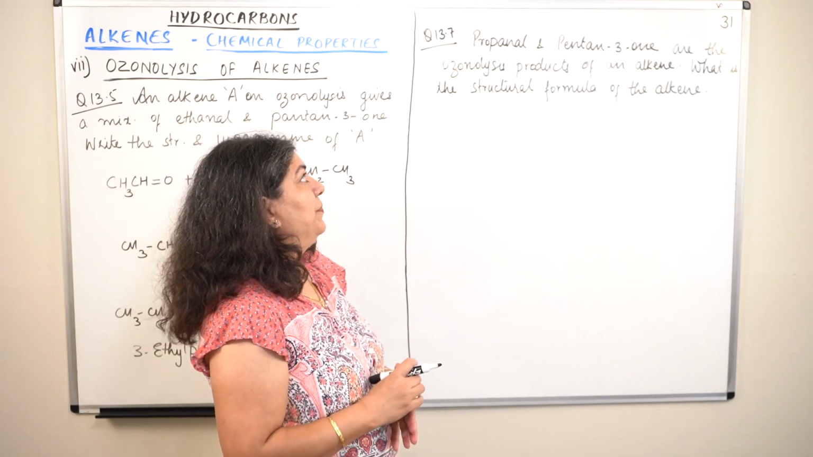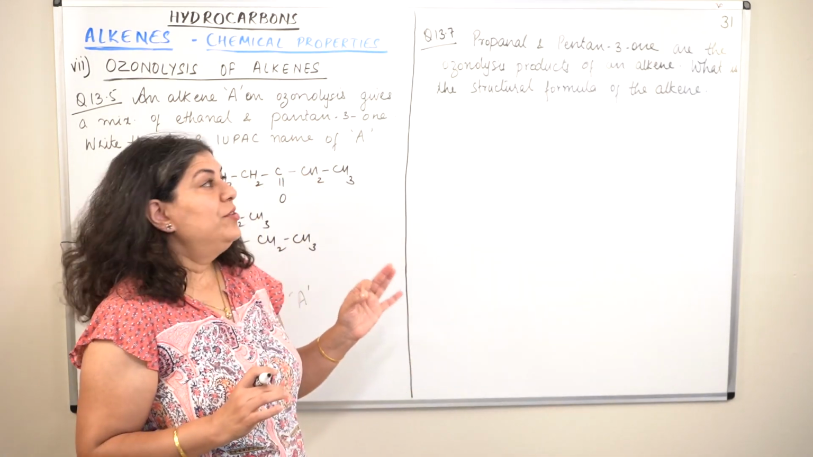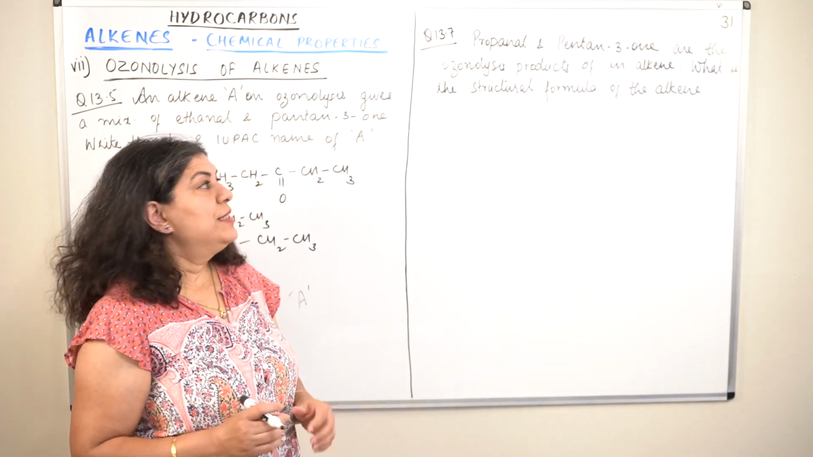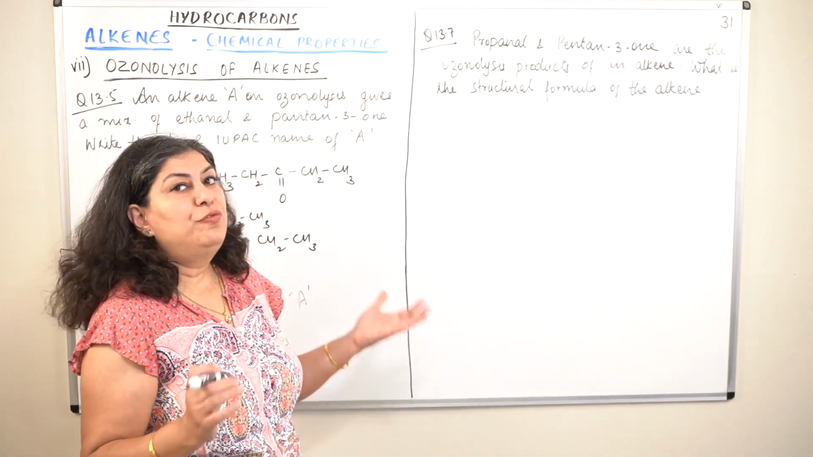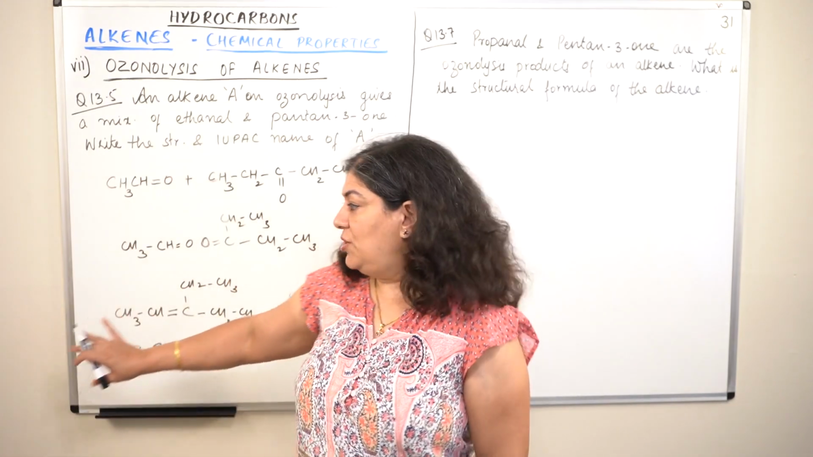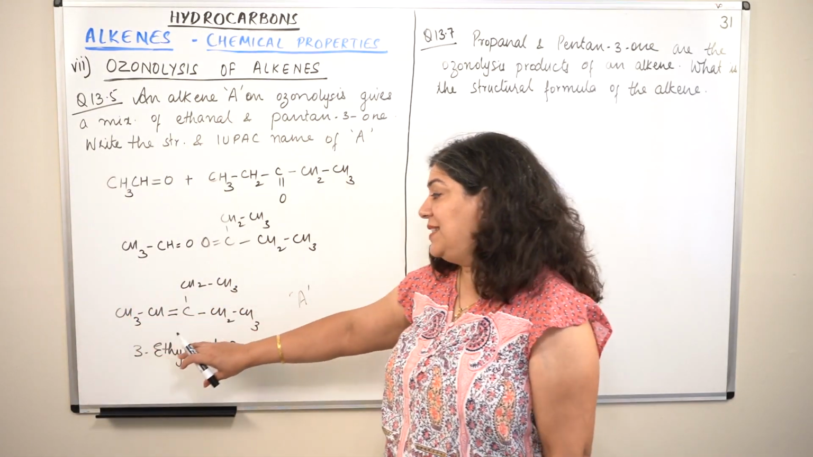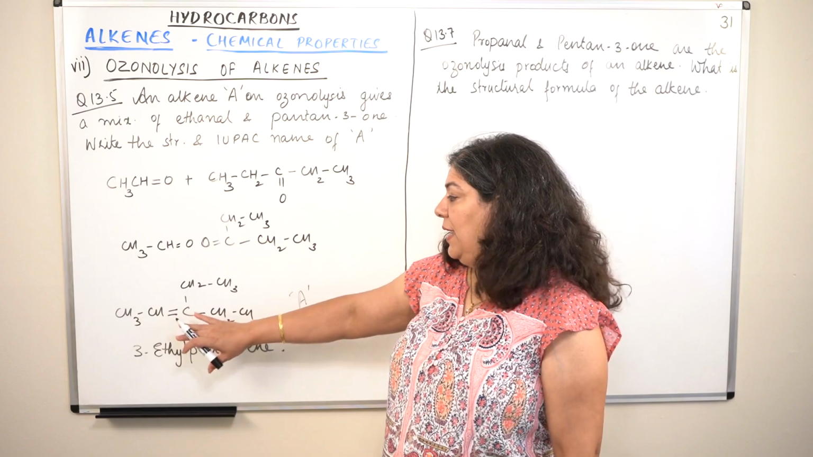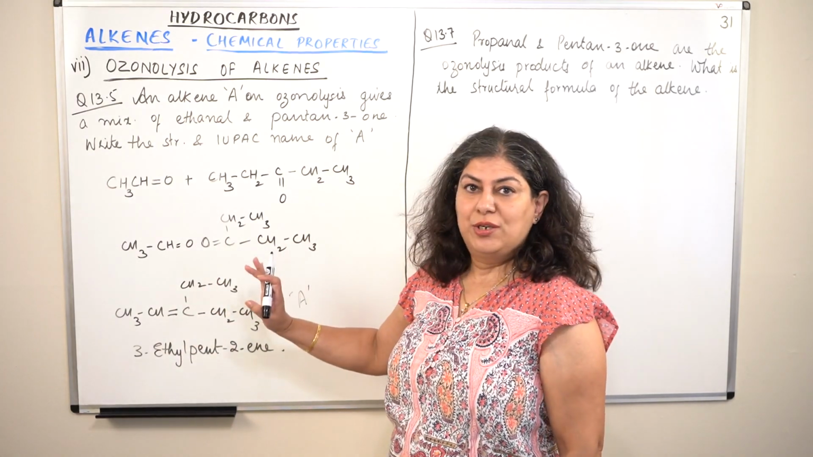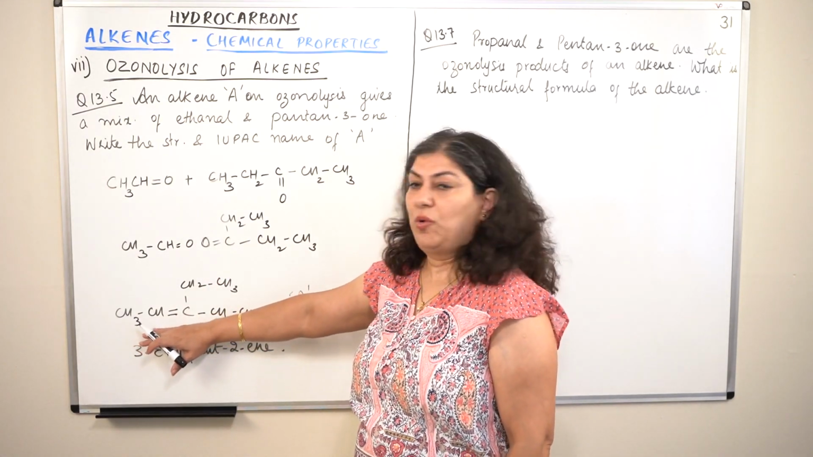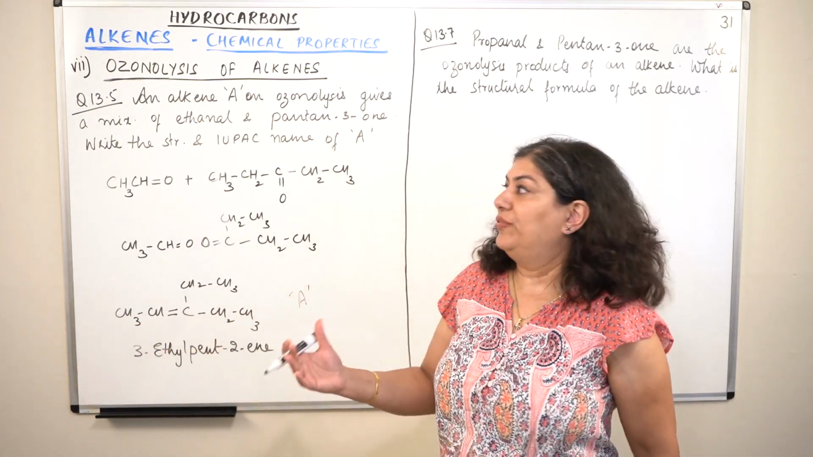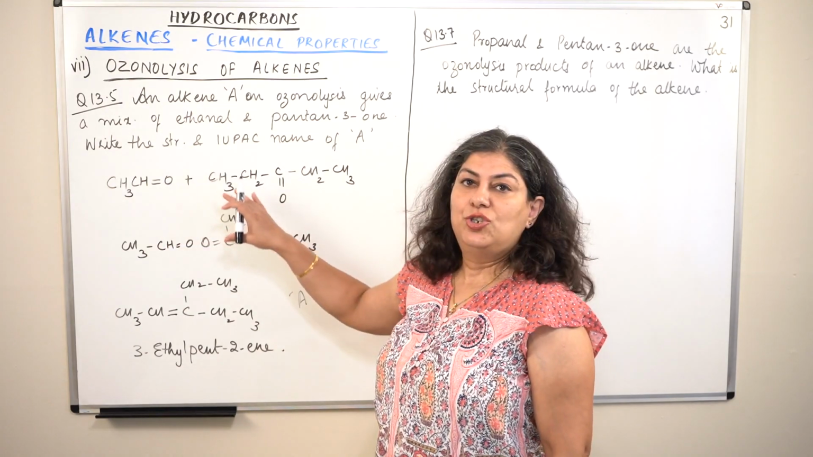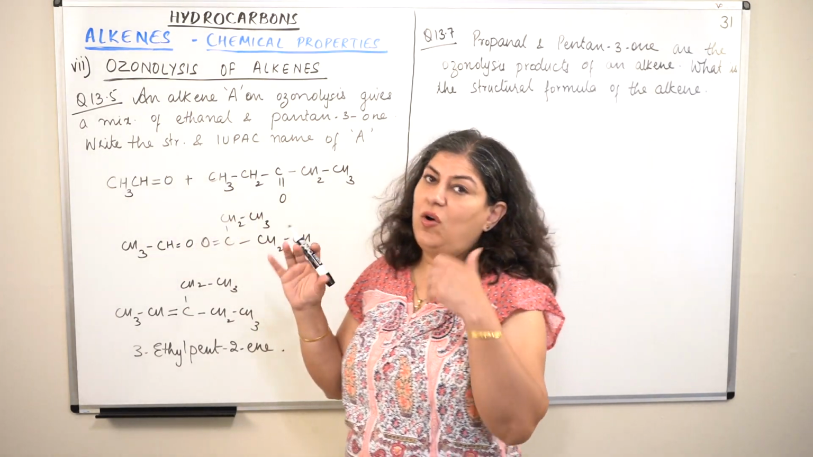Let's read the question. Propanol and pentane-3-one are the ozonolysis products of an alkene. You have to identify what is the structural formula of the alkene. In this, you were expected to write down the IUPAC name of the alkene. But in this question, you're not even required to do that. You just need to reach this spot: that you have to draw the structural formula of the alkene. You've been given the two products of ozonolysis.